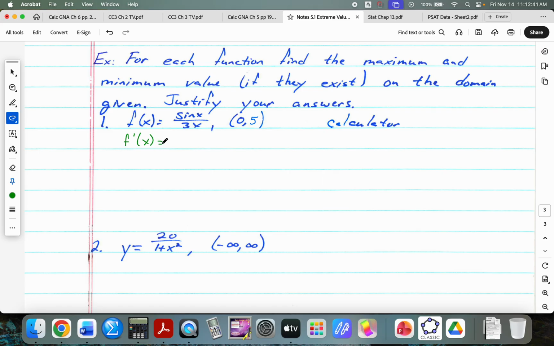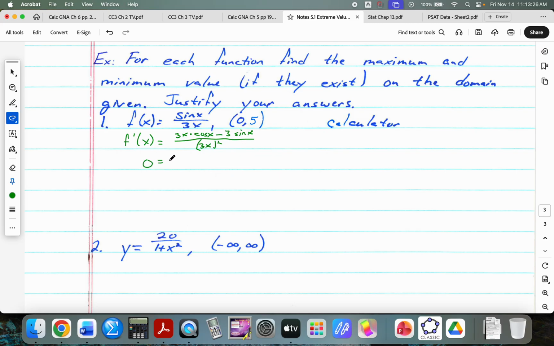F prime of x is going to be 3x times cosine of x minus 3 sine of x. It's sine of x times 3. I just went ahead and moved the 3 in front. All over 3x quantity squared. Is there any place where this doesn't exist? X is 0. Is that a worry for us? No, because it's not in the interval. So I don't have to worry about that.